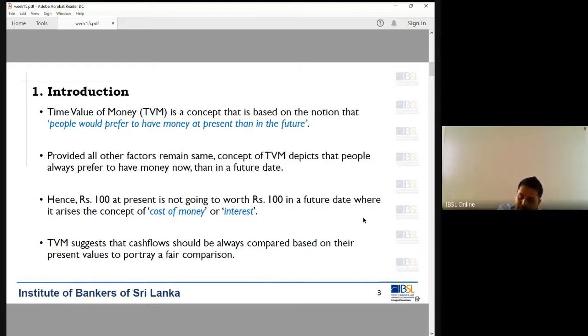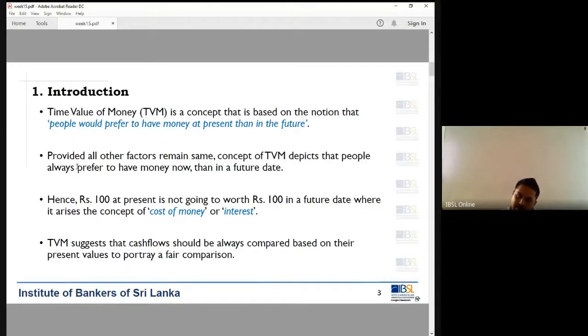So the time value of money concept says, if you want money now than in a future date, there has to be something in between these two factors, that is money worth now versus money you are getting in a future date. That is nothing but the cost of money, or the interest, which I've highlighted in point number 3 here. That is the birth of those two instances. So I missed the second part. Provided all other factors remain same, concept of time value of money depicts that people always prefer to have money now than in a future date. But we'll discuss what are these factors in a moment.